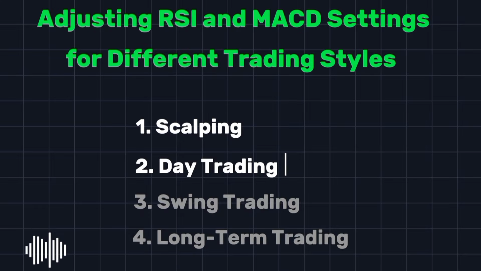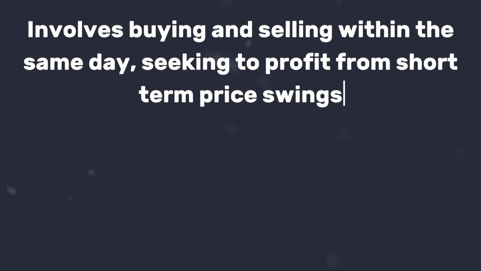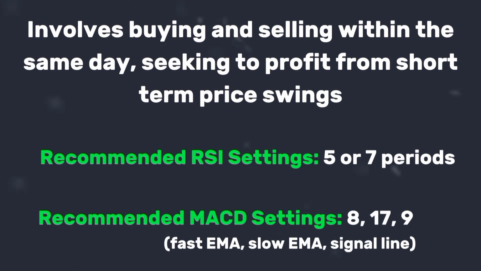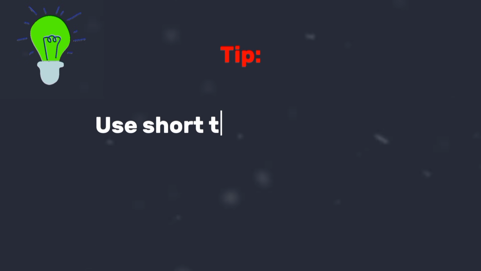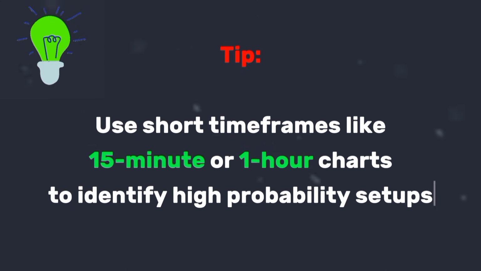2. Day trading. Involves buying and selling within the same day, seeking to profit from short-term price swings. Recommended RSI settings, 5 or 7 periods. Recommended MACD settings, 8, 17, 9. Tip: use short timeframes like 15-minute or 1-hour charts to identify high-probability setups.